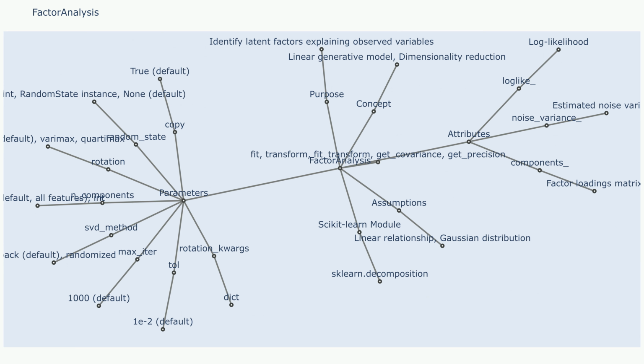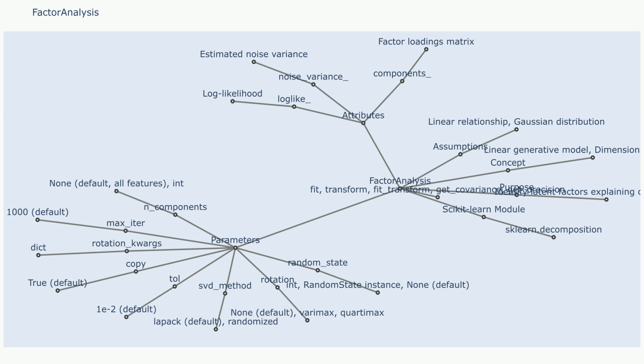Limitations of factor analysis. Subjective interpretation: the interpretation of factors can be subjective and depend on the researcher's perspective. Assumptions: requires the data to meet certain assumptions, such as linearity and normality. Sensitivity to outliers: outliers can significantly impact the results of FA.